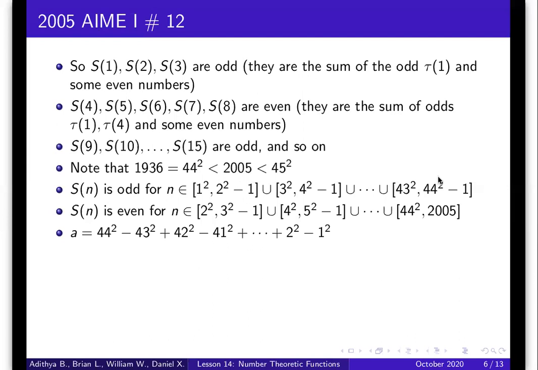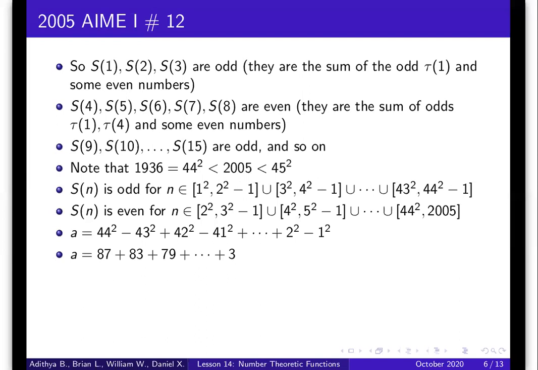And when is S of n even? Well, let's first simplify this. So 44 squared minus 43 squared is 87. It's 44 plus 43 by the difference of squares formula. 42 squared minus 41 squared is 83. The next one is 79, and it steps down by 4 each time. We have that chain.